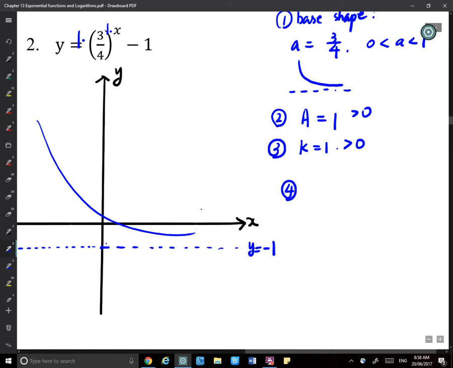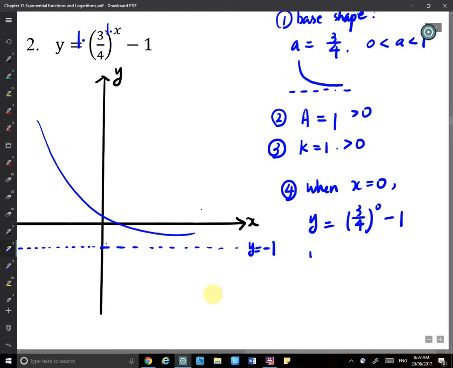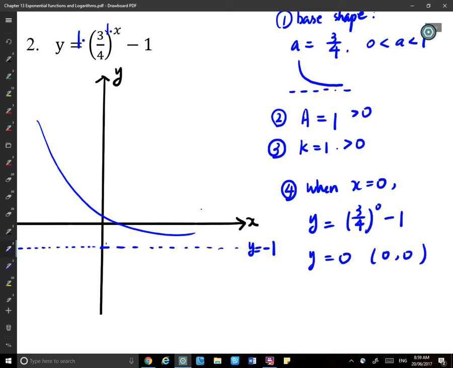Then number 4, you need to make sure where this graph is. So find the y-intercept. When x equals 0, y will be 3/4 to the power of 0 minus 1. 3/4 to the power of 0 is 1. 1 minus 1 is 0. So it passes through the origin. Again, it has an x-intercept and a y-intercept, but unfortunately that's the same point. It passes through 0, 0.